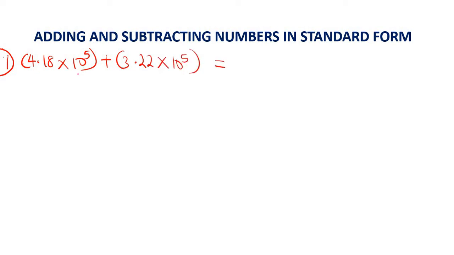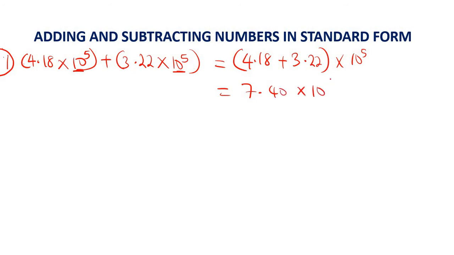If you look at this, you notice that the power of 10 here is 5 and the power of 10 here is 5. So I'll simply factor out the 10 raised to the power 5 and then add these numbers: 4.18 plus 3.22, then times 10 raised to the power 5. That gives me 7.40 times 10 raised to the power 5. I can take off the zero and I have 7.4 times 10 raised to the power 5, and that is my final answer.